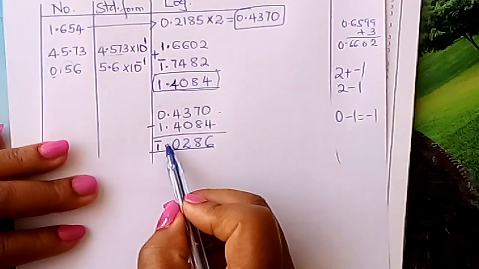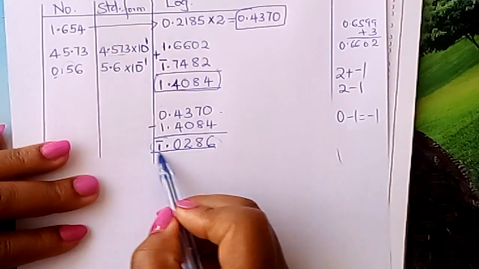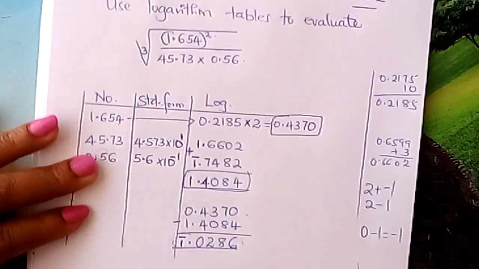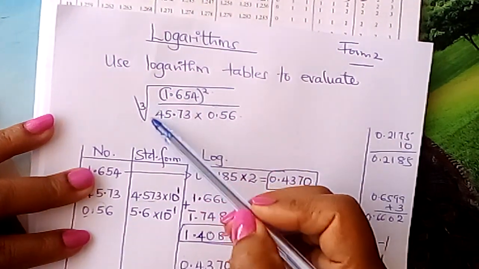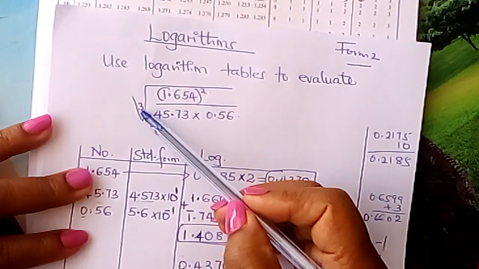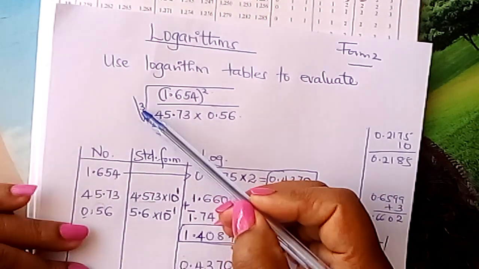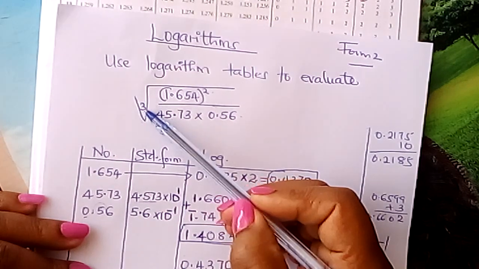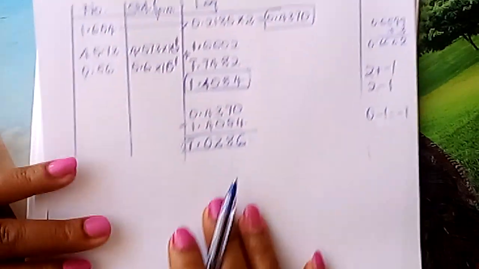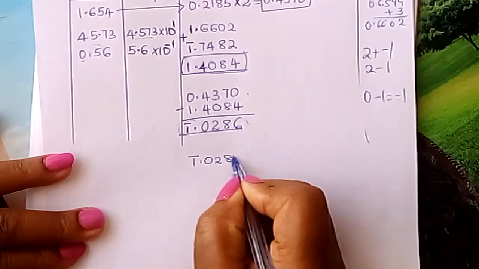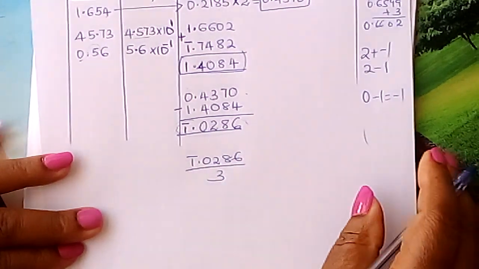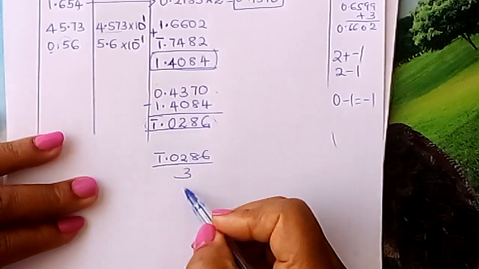From there, Lana, what do we do with this log now? What do we do with it? Up here we are told find the cube root. If we are told to find the cube root, what you do with the log is that you divide the log by 3. So come and divide this log, Lana, 286 by 3. Cube root means you divide the log by 3.